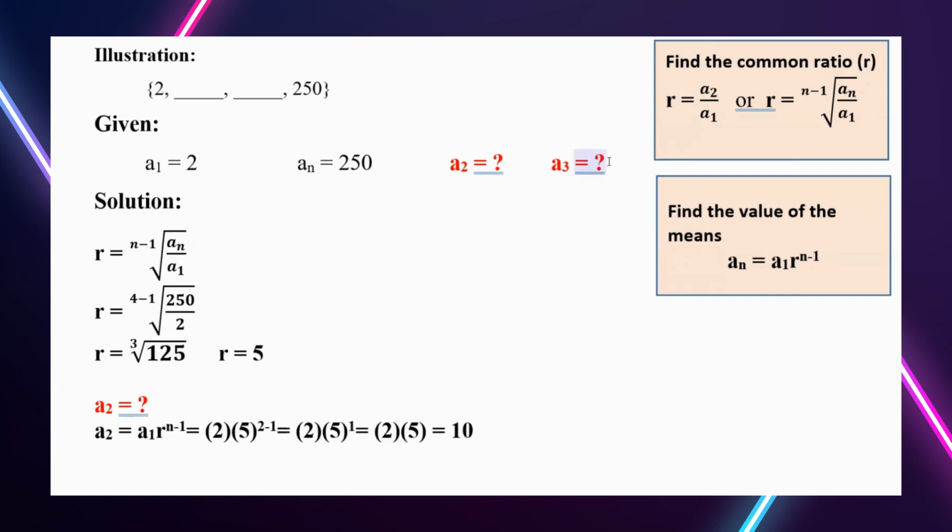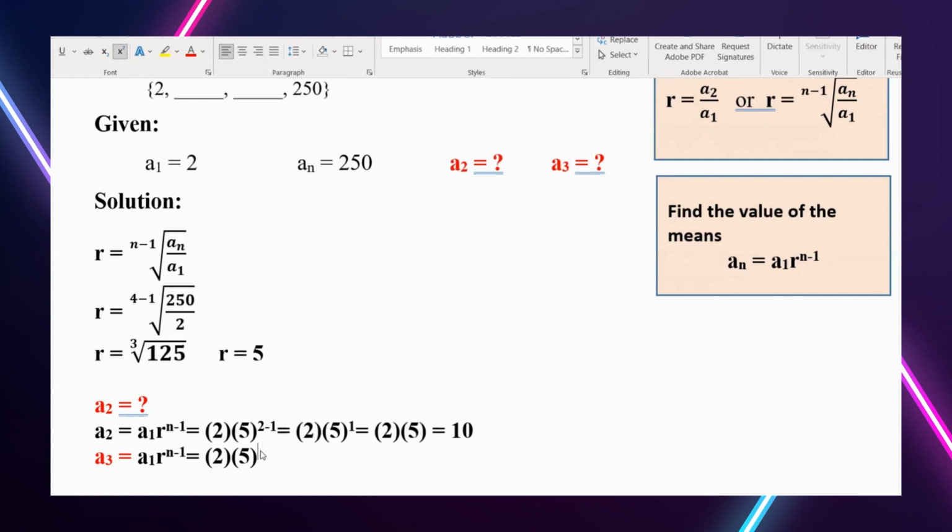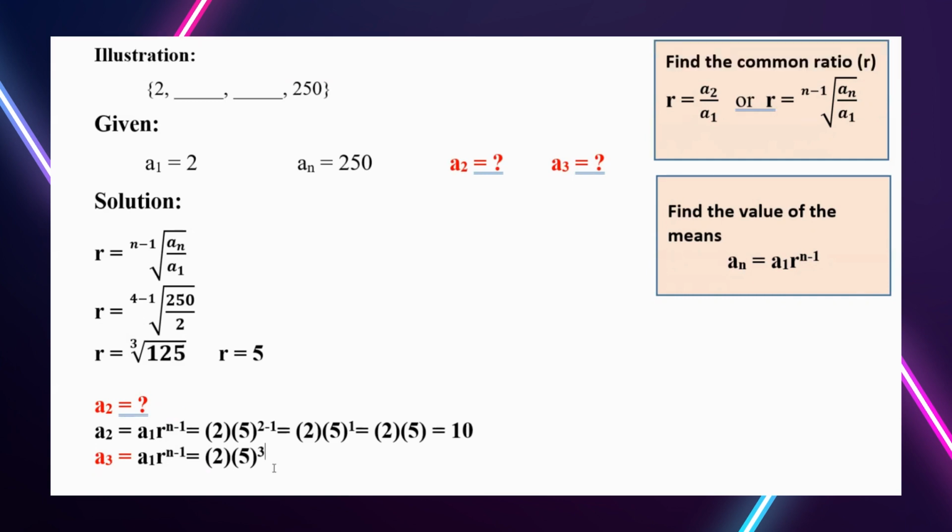Next, let us solve for the value of a sub 3. So still using the formula, a sub 1 times r raised to n minus 1. Let us substitute the value of a sub 1, which is 2. The value of the common ratio is 5 raised to n minus 1. Ang n naman natin this time is 3 kasi yun yung value na hinahanap natin o yun yung term na hinahanap natin. Minus 1.